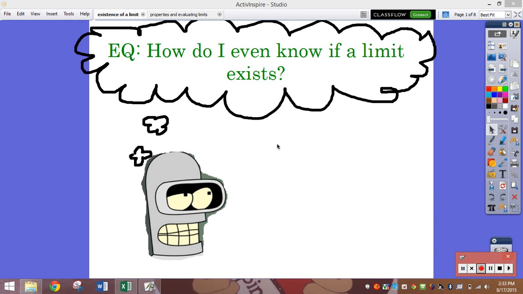So how do you even know if a limit exists? In this situation, we're going to focus more on where the limit does not exist, because that's more what we're concerned about when we're asking about the existence of a limit. And there are three cases where a limit does not exist.